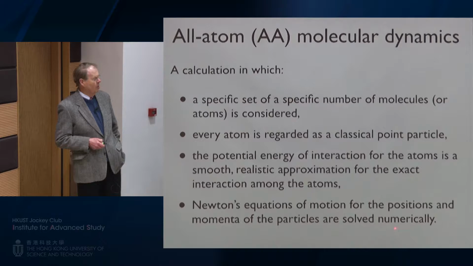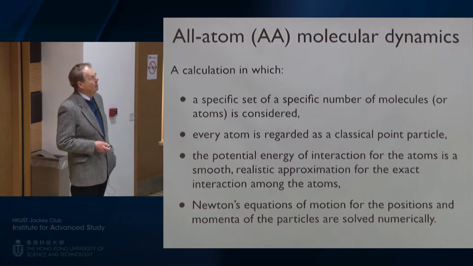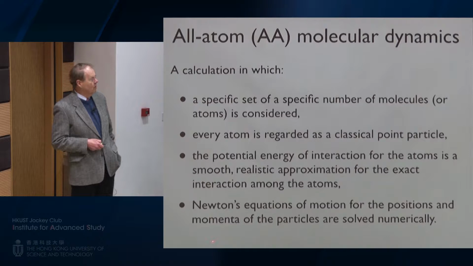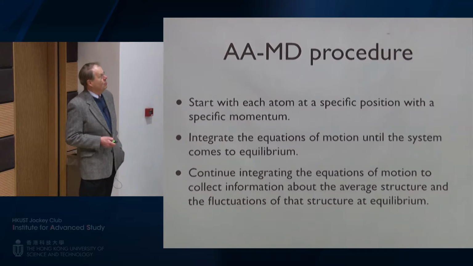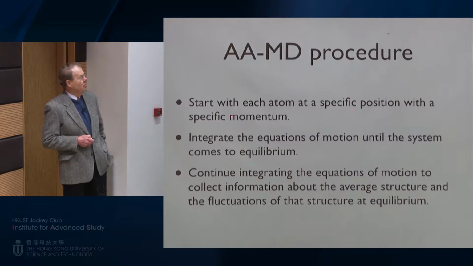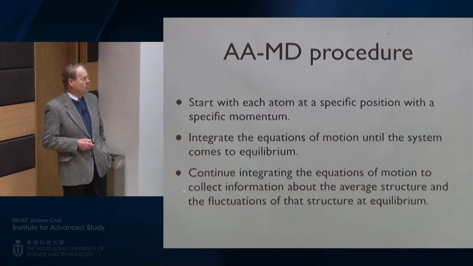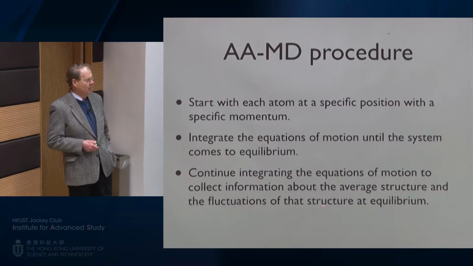In the old days, in the theory of liquids, we dealt a lot with formulas and approximations, trying to come up with simple expressions. Here, we're just using the brute force strength of a computer to numerically integrate Newton's equations and see how the atoms move. The procedure is to start with each atom at a specific position with a specific momentum. Integrate the equations of motion until the system comes to equilibrium, and you may be surprised to hear that 864 particles can come to thermodynamic equilibrium, but they can. Continue integrating the equations of motion to collect information about the average structure and the fluctuations of that structure at equilibrium.